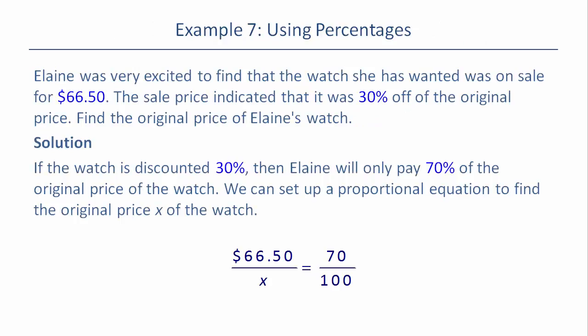Okay, another example. Elaine was very excited to find that the watch she wanted was on sale for $66.50. The sale price indicated that it was 30% off of the original price. Let's find the original price. So if it's 30% off, that means we're only paying 70% of the original price.